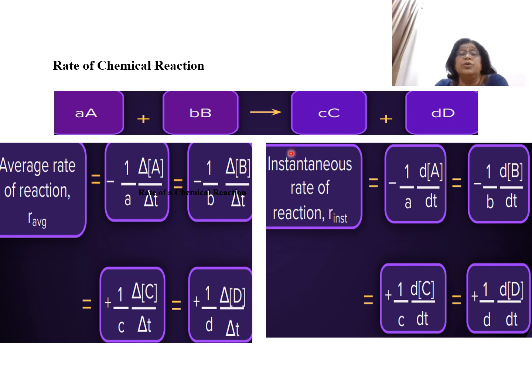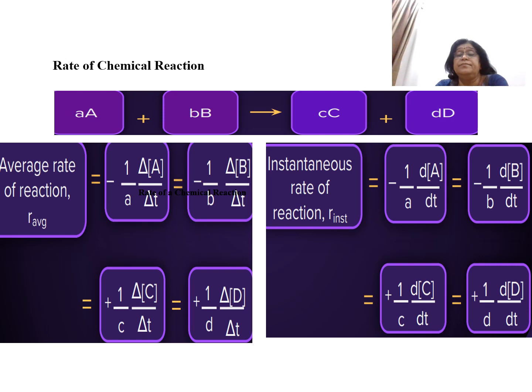Okay, but when you are showing the instantaneous rate, then you have to show for a very small change. So minus 1 by a, dA by dt, is equal to minus 1 by b, dB by dt, equal to plus 1 by c, dC by dt, or plus 1 by d, dD by dt. Okay, so that's how you find out the rate of chemical reaction. For a particular reaction, you can find out the average rate. For average rate, you are using delta, and for instantaneous rate, you are using d.